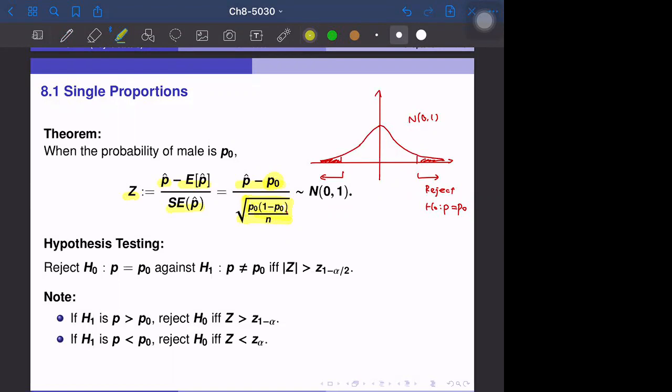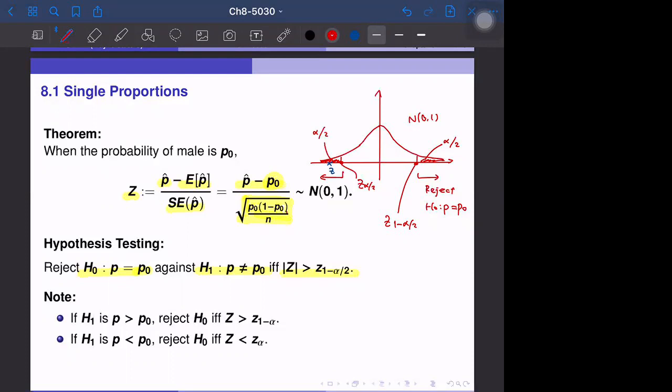This null hypothesis is rejected against the two-sided alternative if the absolute value of z is larger than the threshold. We assume that this area is alpha over 2. Here, alpha is the significance level, typically 0.05. If the absolute value of z is larger than this value, defined as z sub 1 minus alpha over 2, then we reject the null hypothesis.